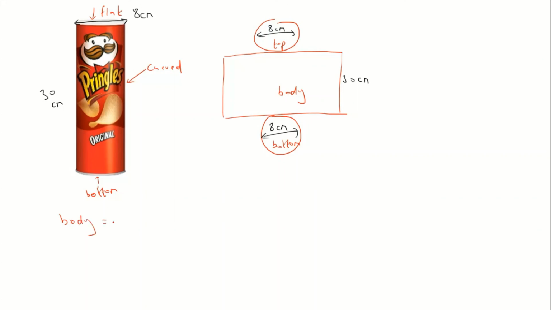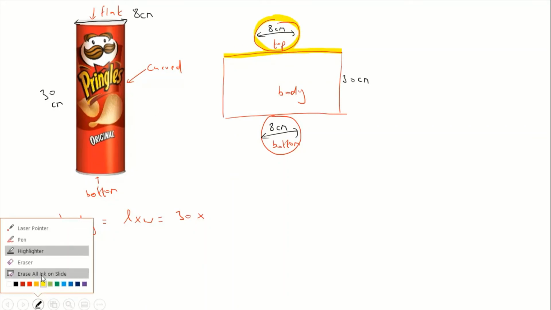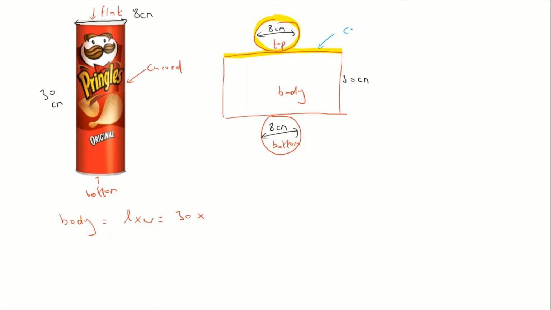Now the body, remember, is a rectangle, so it's length times width, 30 times, and remember, this part here has to wrap around the circle exactly to make a perfect cylinder. So it needs to be the circumference. It must be the circumference, which is pi times diameter. And this actually is pi times 8, because all the way across is 8. So pi times 8.